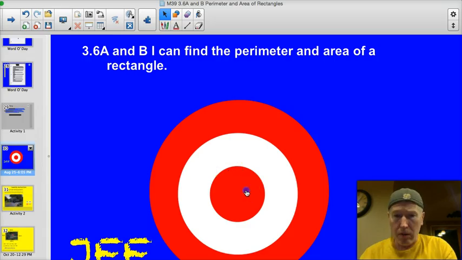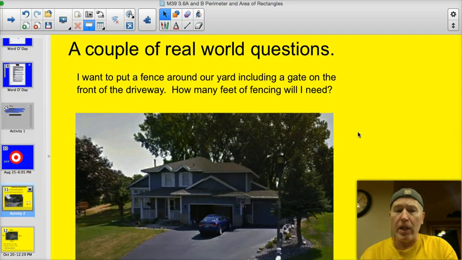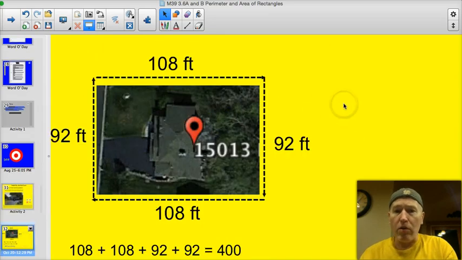Let's do this thing. Here's my home in Burnsville. We'll start off looking at that picture and a couple of real-world questions. First question, I want to put a fence around our yard, including a gate on the front of the driveway. How many feet of fencing will I need? Well, let's take an aerial look at the house from Google Earth. It's 92 feet across the front and 92 feet across the back and 108 feet on each of the sides. I have myself a perfect rectangle. So if I determine the perimeter, I can know exactly how much fencing I need.